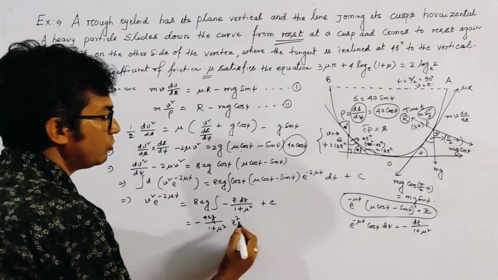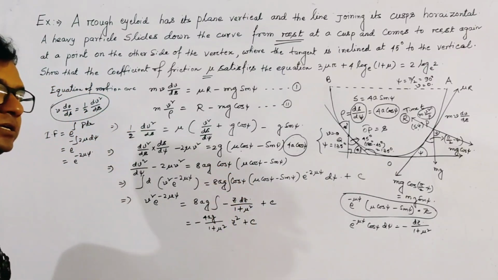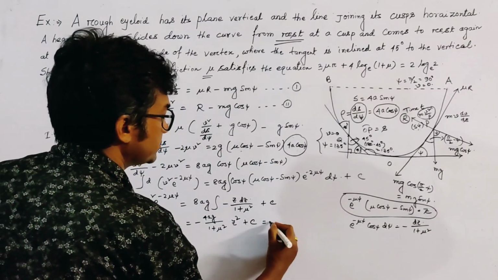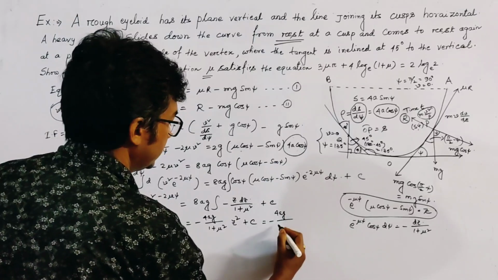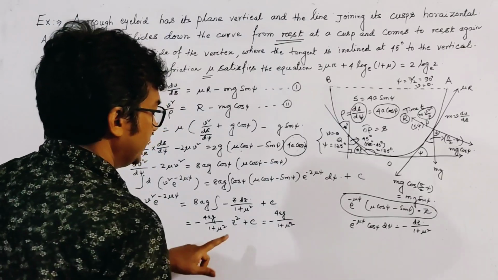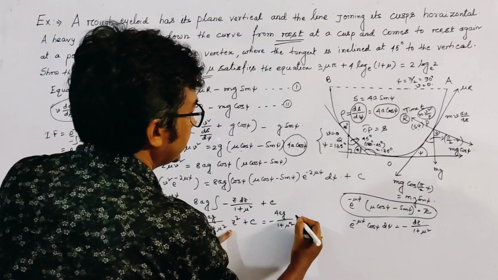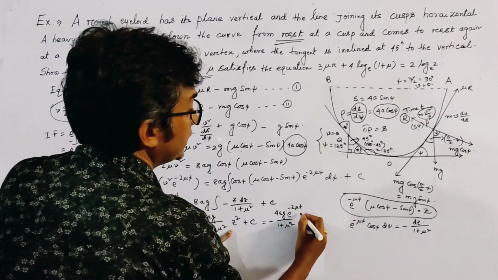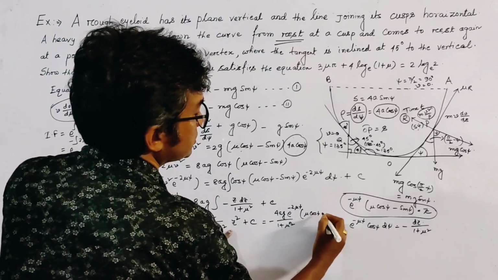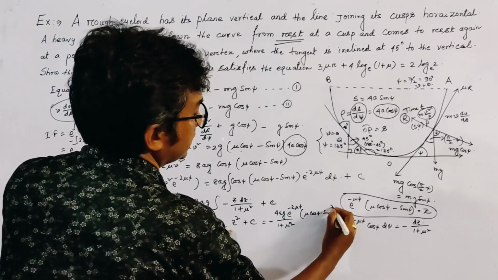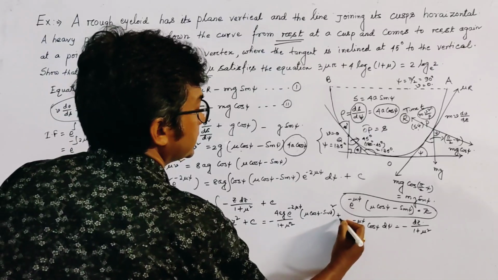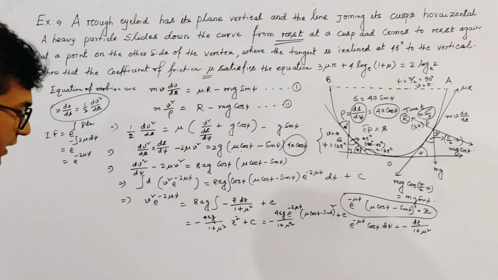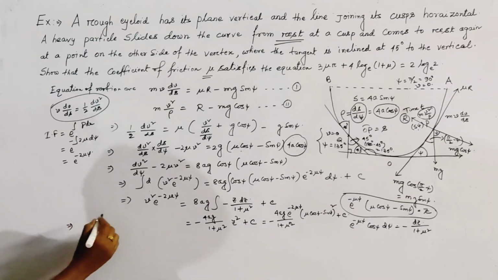So we write here 4 plus integrating constant c, and putting the value of z, we get the result as minus 4ag by 1 plus mu square into z, where z square is given by e to the power minus 2 mu psi into mu cos psi minus sin psi whole square, and this is the integrating constant. Okay, so we get the relation of v square.